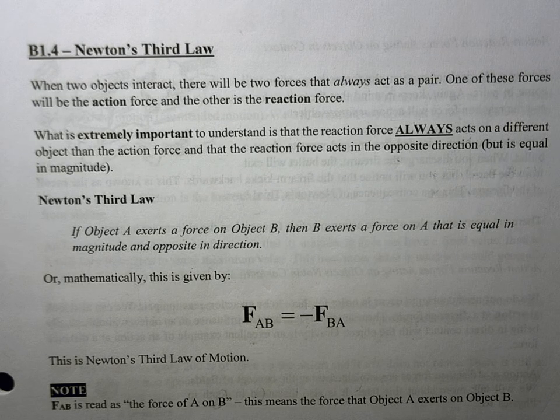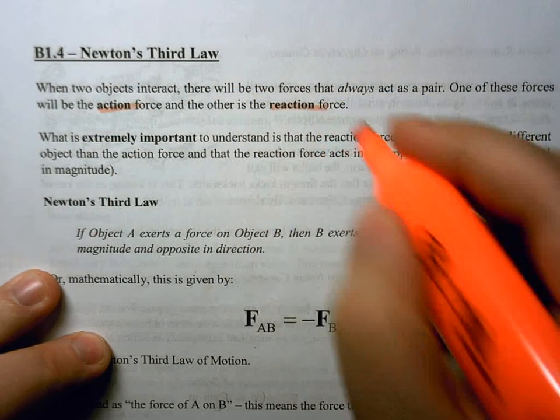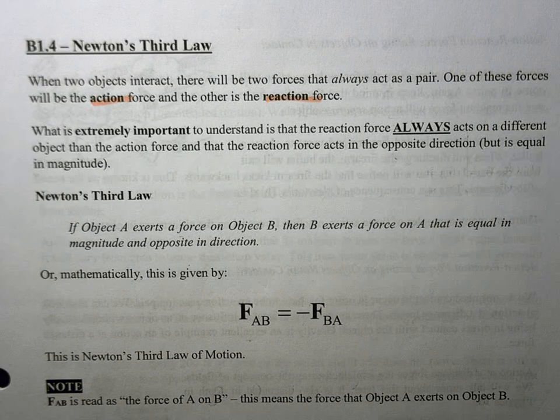When you have two objects interacting, there's always going to be two forces and they act as a pair. One of these forces is what we're going to denote as the action force. The other is what we're going to call the reaction force. You may have heard the expression, for every action there's an equal and opposite reaction. That's essentially what we're getting to, but we have to be really careful with that.